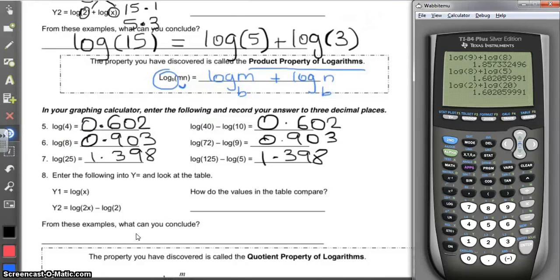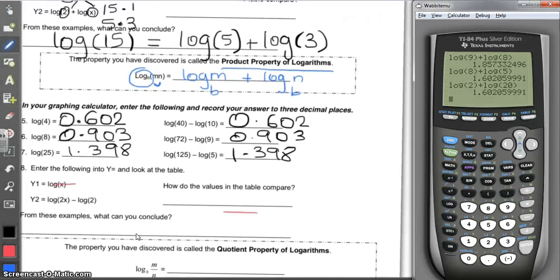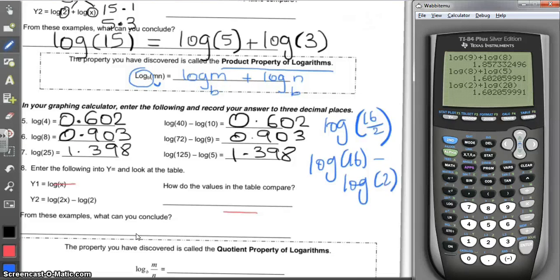Now log of 8, how can you get log of 8? 72 divided by 9, you get 8. Now think of another pair of numbers, 16 and 2. So let's put it to the test. If I have log of 16 divided by 2, you get 8, right? So then it's log of 16 minus log of 2. Let's put it to the test and see what happens.